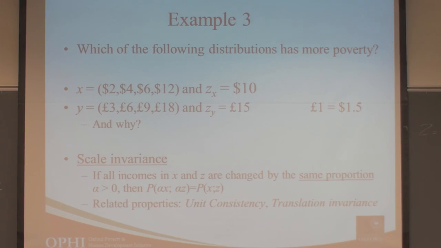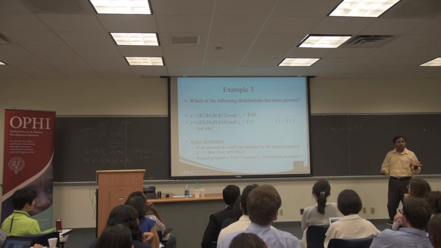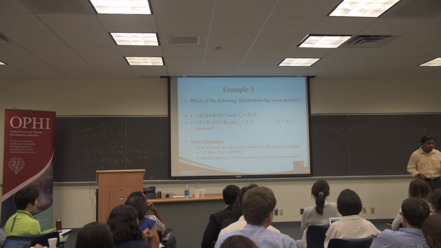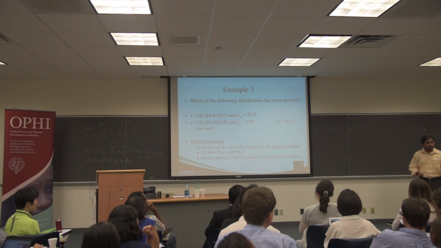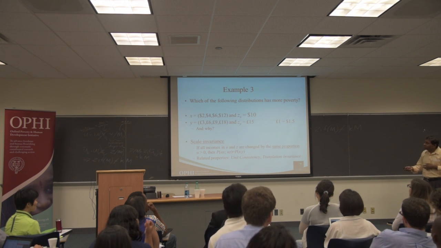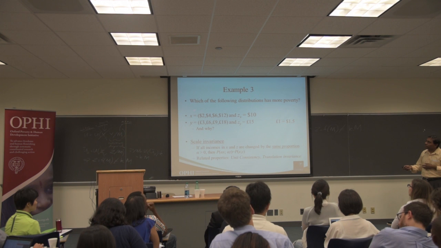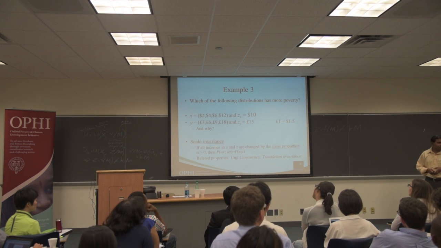But then there are people who have come up with this particular property called translation invariance. They say that if you add a particular amount to everybody's income and add the same amount to the poverty line, the poverty should not change. It can be shown that depending on your requirement, your poverty measure can be different. But here is one convincing argument: if you just change the unit of measurement, then your poverty measure should not change.